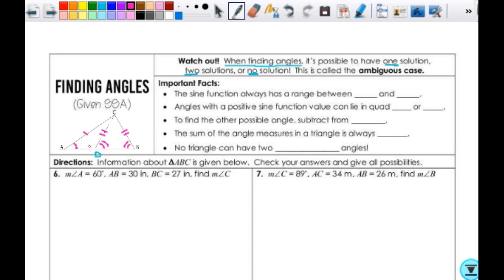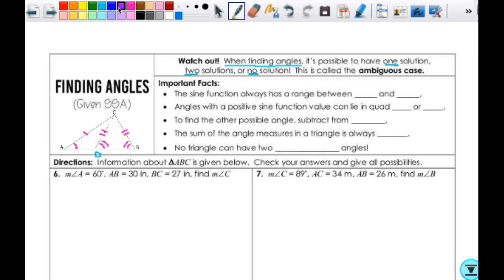So let's look at these important facts. It says the sine function always has a range between blank and blank. So I want you to think about that. Like the sine of pi thirds. What is the sine of pi thirds? It's the square root of 3 over 2. Okay? That is less than 1, right? Because square root of 3 is less than the square root of 4. The sine of pi sixths is 1/2. It's also less than 1.